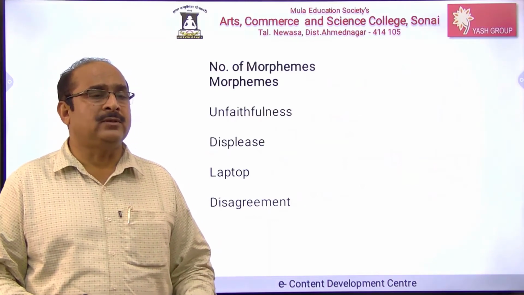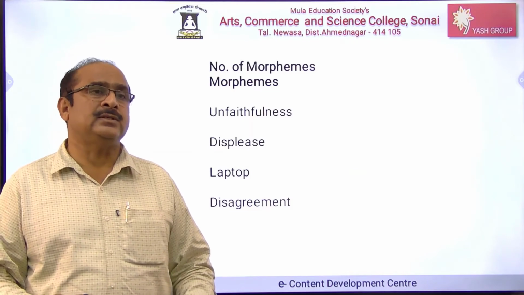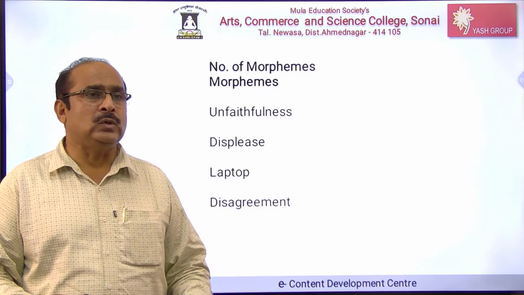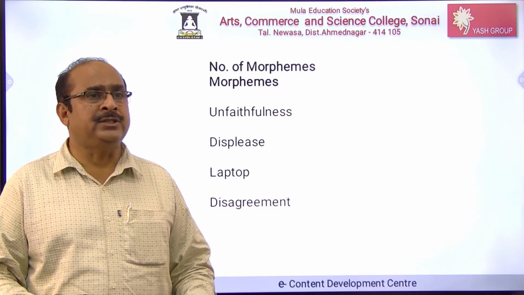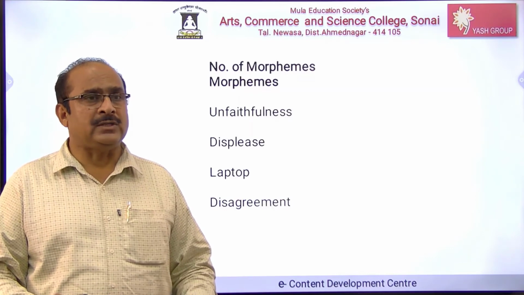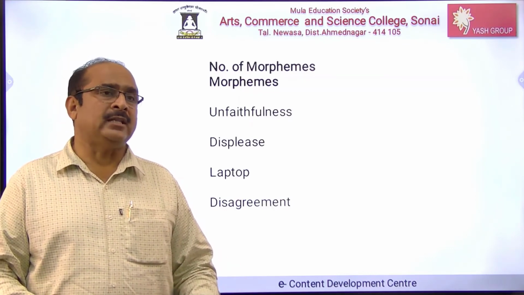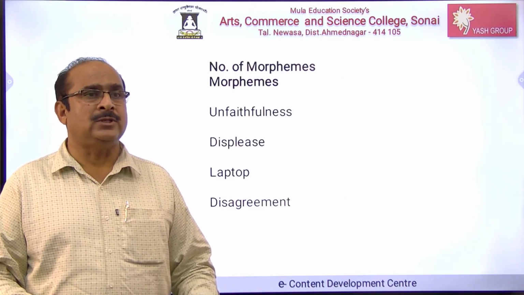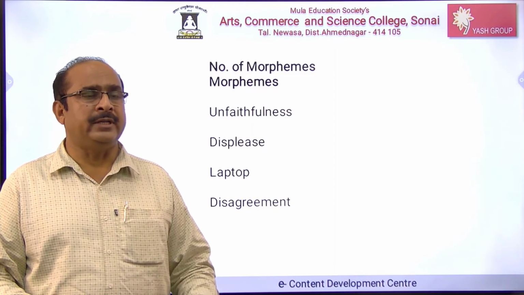Number of morphemes. Now here I have given some words for our analysis. Unfaithfulness. If we try to trace the history of how this word came into existence, first we can analyze the whole word, and we find that there are four units. Number one, un. Number two, faith. Number three, full. And number four, ness.